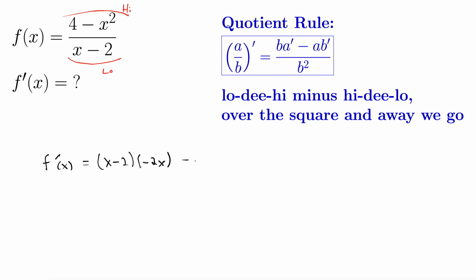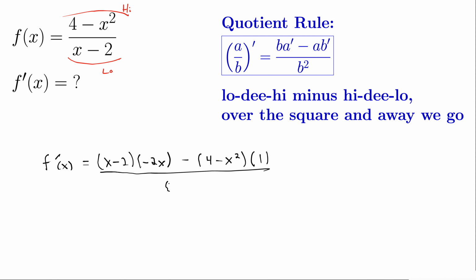Minus hi-dee-low, so minus high, we just write the top there, 4 minus x squared with no derivative, right? And I'm careful to put those parentheses around it. It's simply 1 over the square, and away we go. Okay, so now we just take all of that over x minus 2 squared.